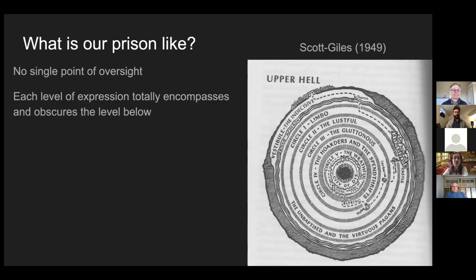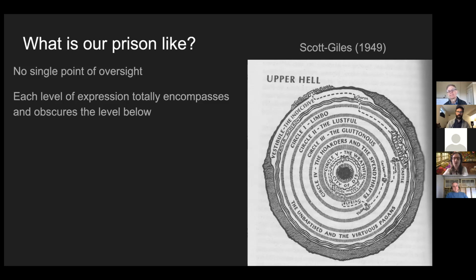So when we say that expressions are imprisoned, what do we mean? What is the layout of this prison? Well, we consider it to be really similar to this illustration, which is an illustration of hell as presented in Dante's Divine Comedy. In this prison, there is no single point of oversight. There's not a guard tower that can look down upon all the prisoners at once, see their movements, and control them from the top down. Instead, the prison is a series of staggered layers which totally contain and obscure each other.